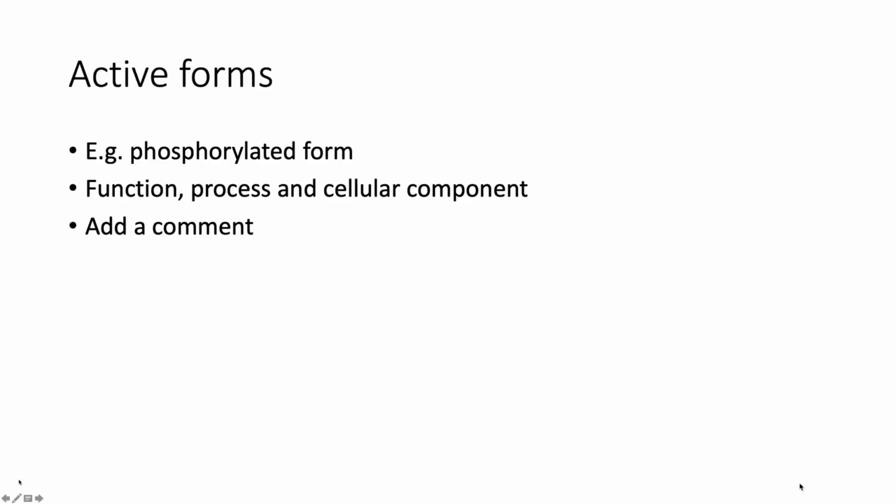GO annotations also support extensions to indicate the active forms. For example, we can say that the function, the process, or the presence of a gene product at a cellular component only happens when it is phosphorylated or when it is palmitoylated. For now, this is hard to annotate in Canto, so just add a comment indicating this in the annotation.